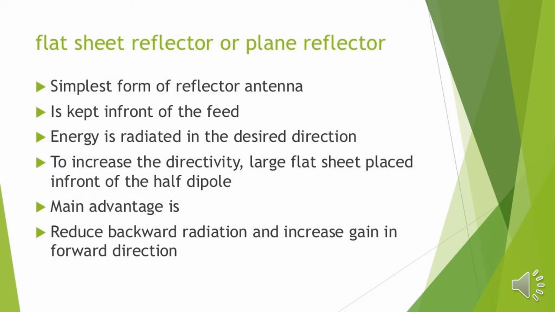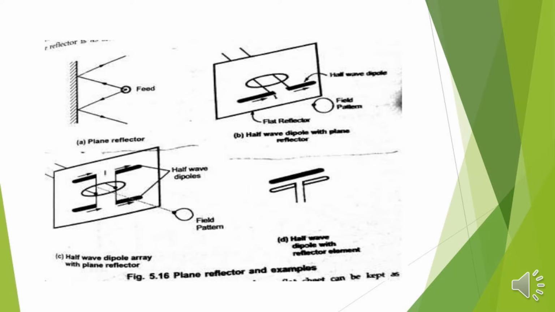One of the main advantages is that we can reduce radiation in the backward direction, since the flat sheet acts as an obstacle so that it does not radiate backward. At the same time it increases the gain in the forward direction. That is one of the major advantages of using a flat sheet reflector or plane reflector. So this is the diagram of the plane reflector, where the feed is kept at the center point, the incident ray falls on the sheet and it is reflected back towards the wall.